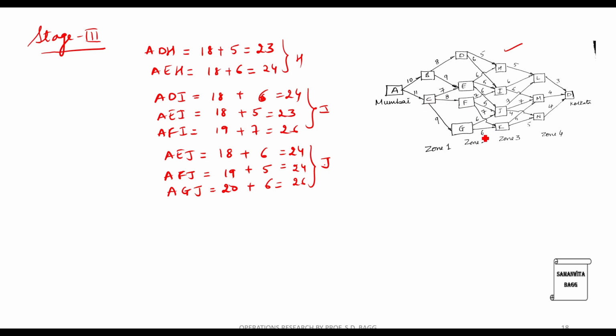To reach K there are only two ways, AFK and AGK. A to F is 19, A to G is 20, F to K is 7 and G to K is 6. So this is 26 each. This is for K. So now I'll write down from above.